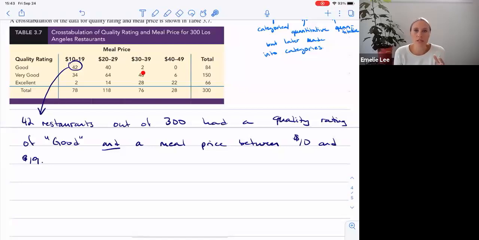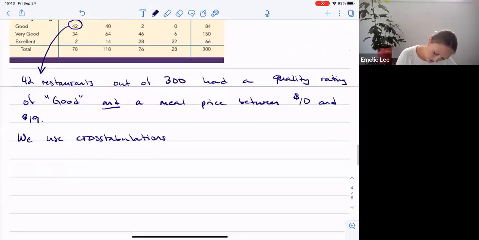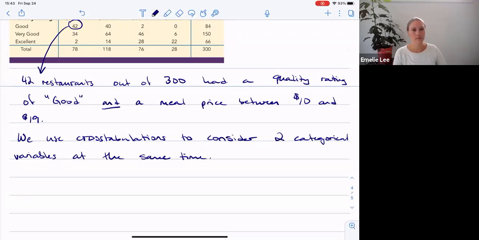But the whole point of a crosstab is to be able to talk about two categorical variables at the same time, right? And so we use cross tabulations to consider two categorical variables at the same time. Okay.